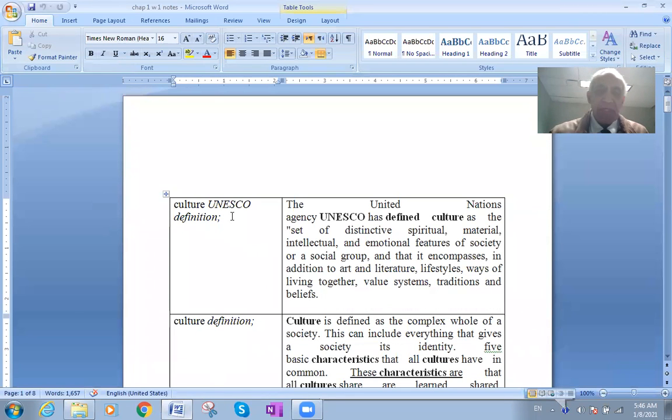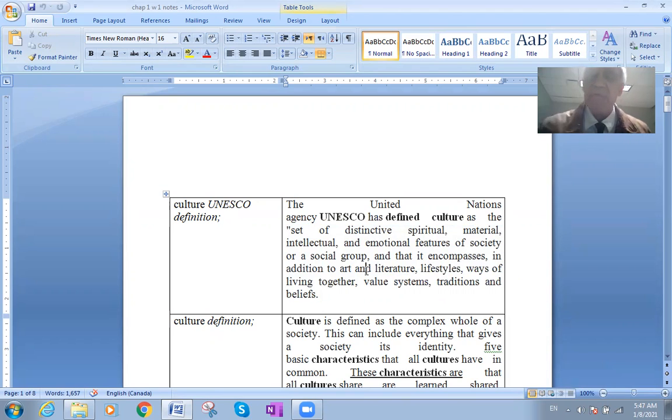So the culture definition: the United Nations agency UNESCO has defined culture as a set of distinctive spiritual, material, intellectual, and emotional features of a society or a group of people, and that it encompasses, in addition to arts and literature, lifestyle, ways of living together, value systems, traditions, and beliefs. So all this comes to the meaning of culture. The meaning of culture includes all these aspects.